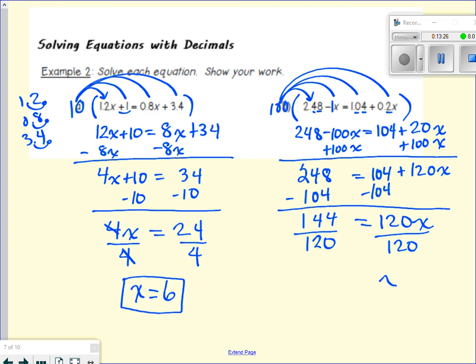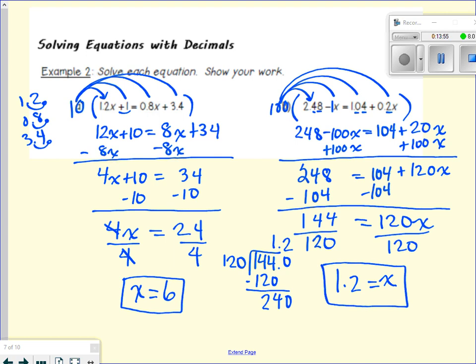All right, and that leaves us with x equals, so this fraction can be simplified. You can simplify it down to a fraction, or let's go ahead and multiply that out. So 120 goes into 144 one time. You subtract. And down here, the 120 goes into 240 exactly 1.2 times. We started with decimals. Let's end with a decimal, just like that.